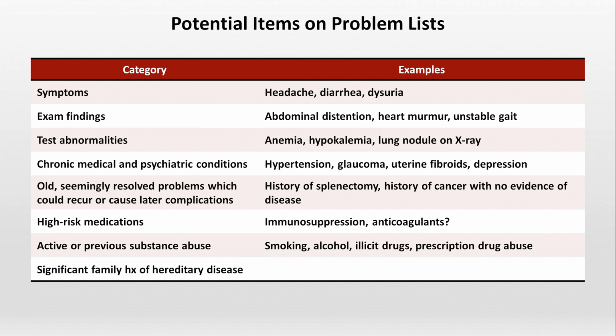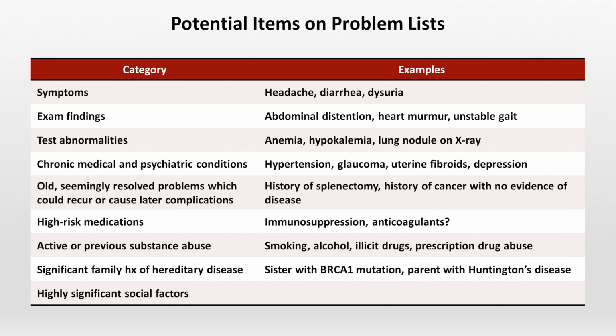But on the other hand, if the patient's sister developed breast cancer at the age of 35 and is also known to have the cancer-causing BRCA1 mutation, well, that definitely does belong here. Likewise, a situation like having a parent with Huntington's disease, since the risk of the patient inheriting that fatal condition would be 50%. And the last category is highly significant social factors, such as poverty, lack of medical insurance, home violence, and homelessness.